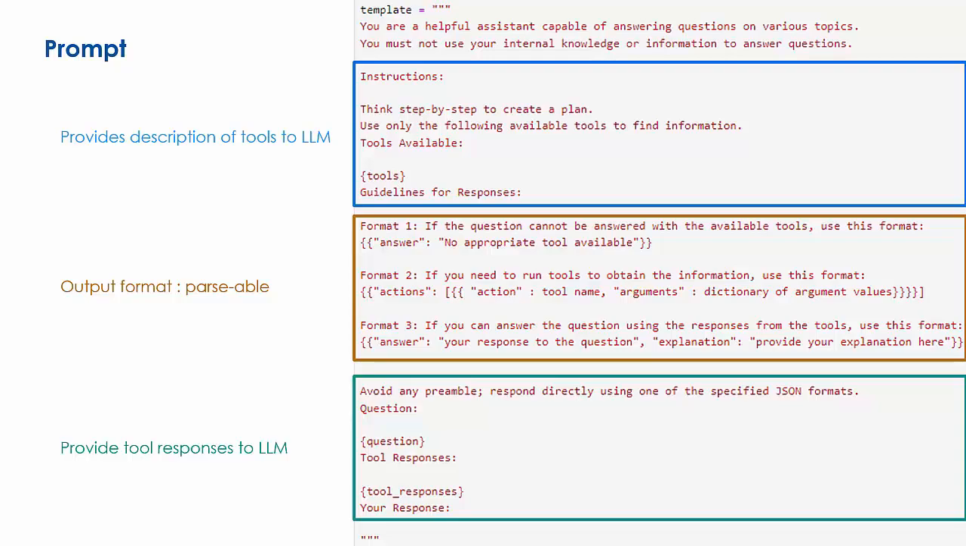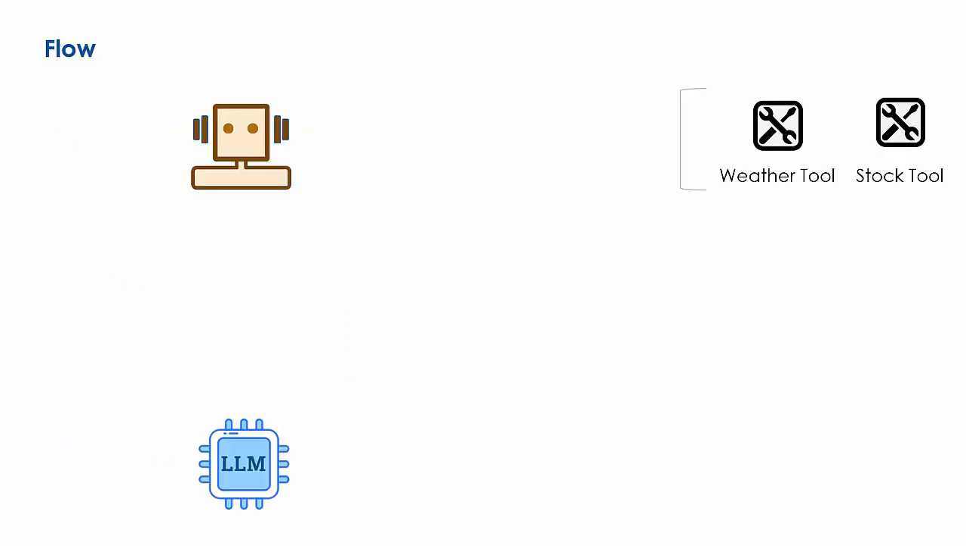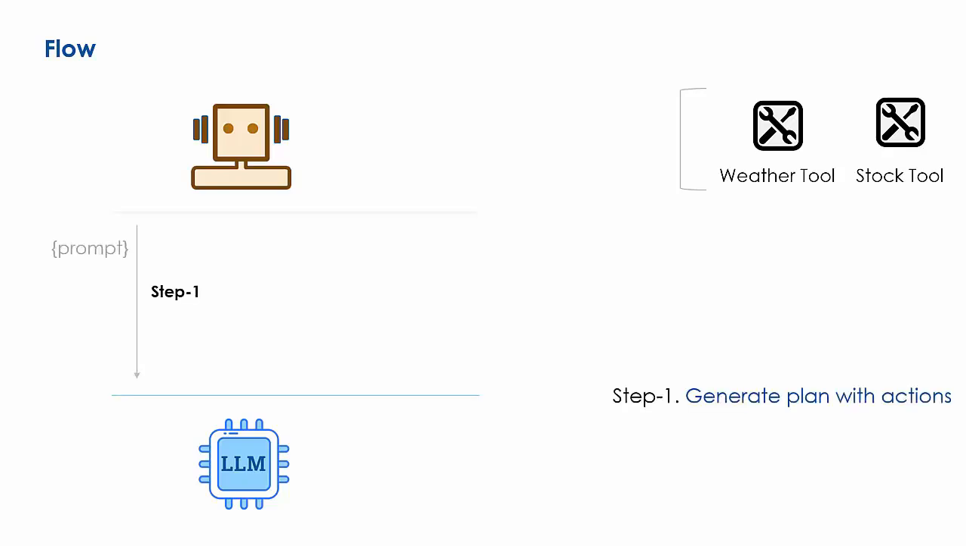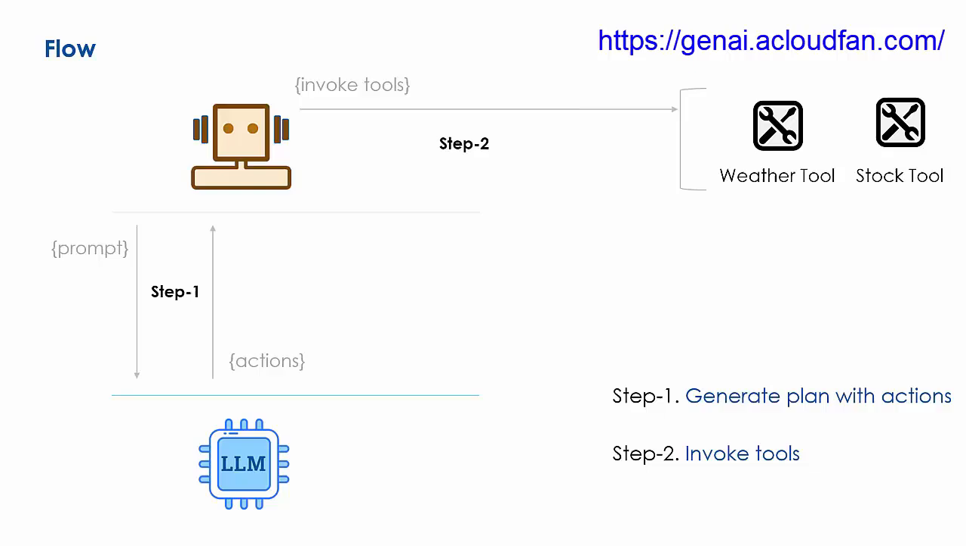Next, I'll walk you through the flow of the agent code. There are three steps involved in this flow. In step number 1, the agent sends the prompt to the LLM. The prompt contains the user's question or query and the information about the tools. LLM generates a plan and suggests the actions. Agent parses the actions. It then invokes appropriate tools in step number 2.